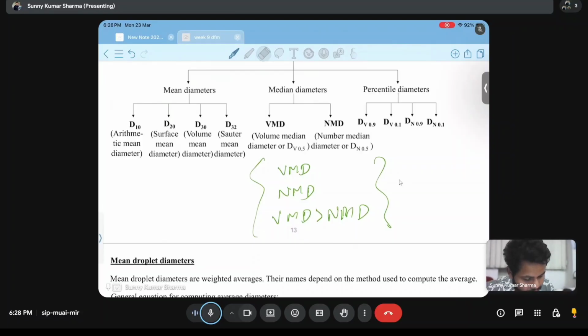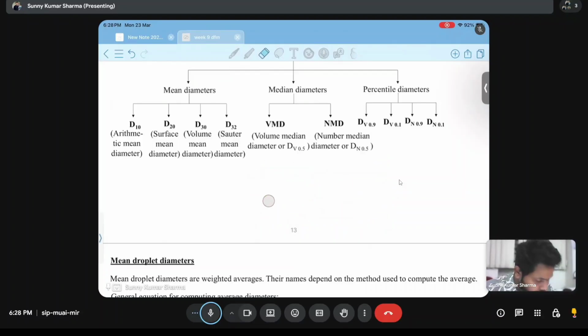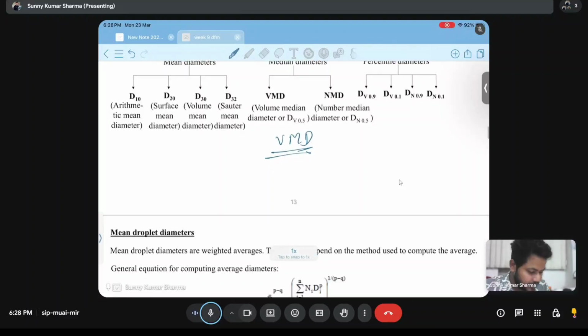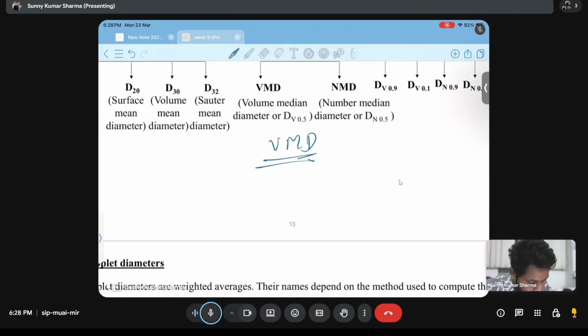So it is the average of the number of droplets that are there, like NMD. I'm explaining it. What VMD actually means is that we just now saw it is 50% of the value of that cumulative percentage. So what it actually means is that suppose you are arranging the volumes.